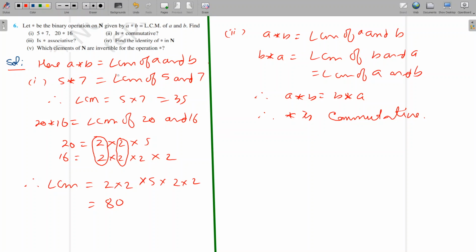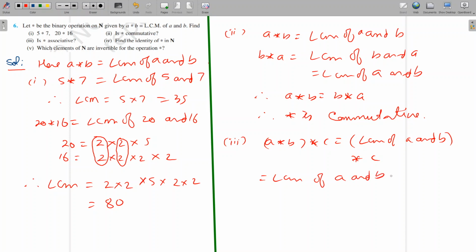Now, let's go for the third part, is star associative. Here, (A star B) star C is equal to LCM of A star B, means LCM of A and B, and C, that means equal to LCM of A and B and C. So let this be first one. Then we'll find the value of A star (B star C).